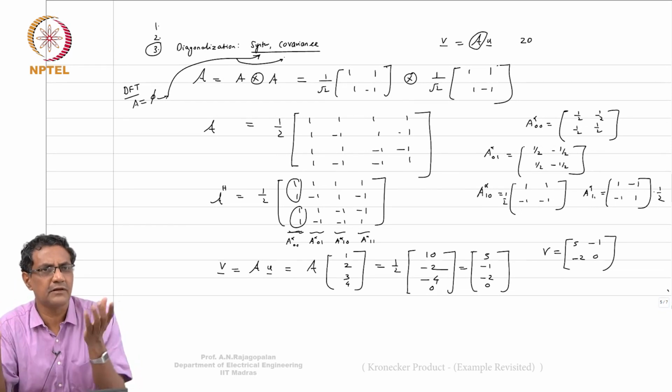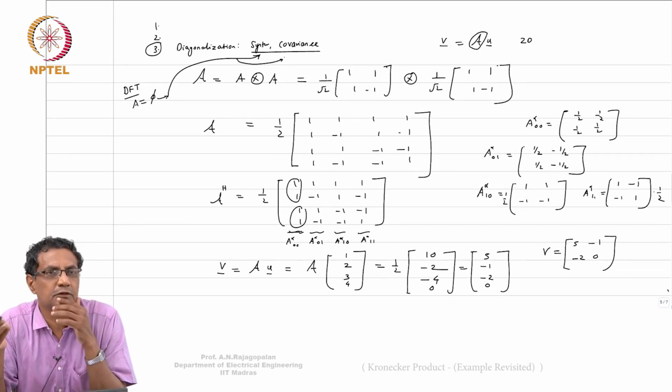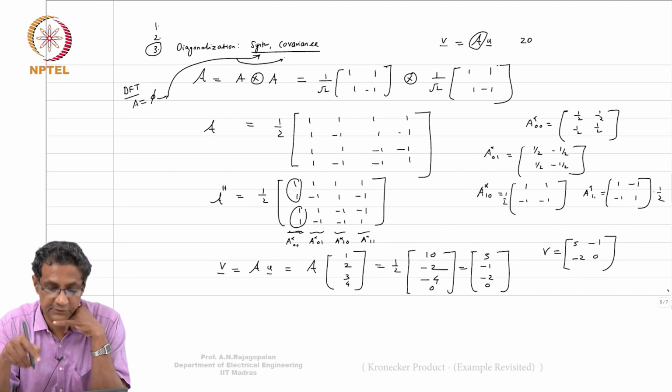Have you seen random processes which are circulant, what are called cyclostationary processes and so on? Some of you have heard about it. So for such matrices, for such data, what are its implications?